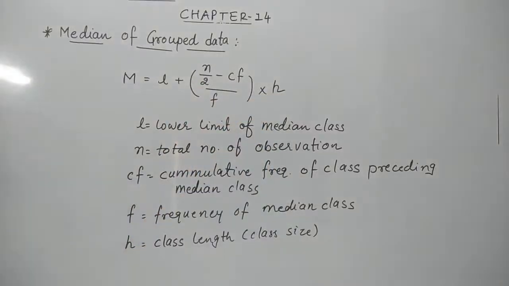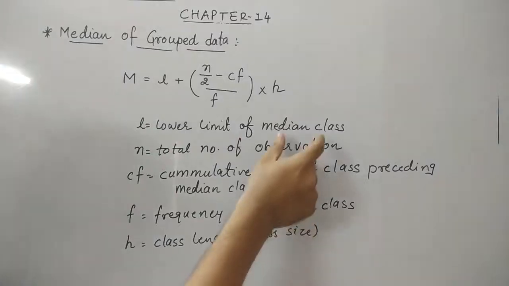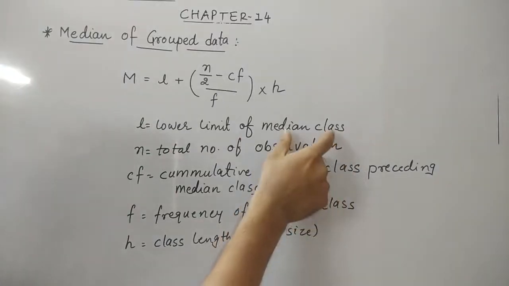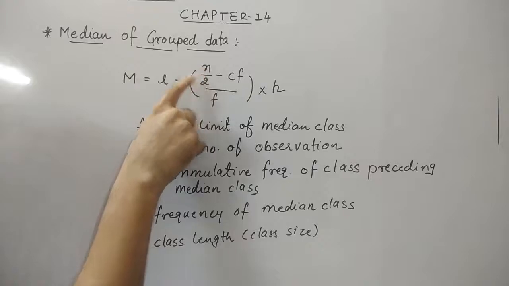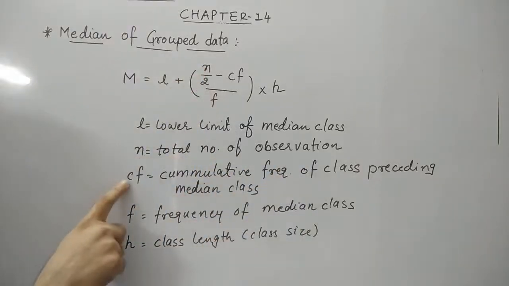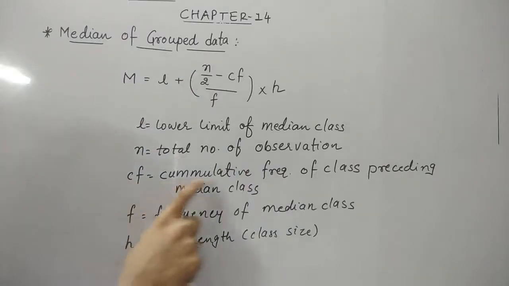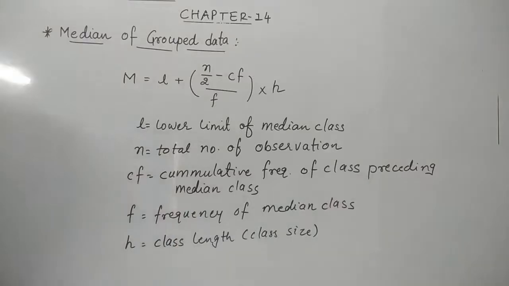Let's get the meaning of all the terms. M is the median, L is the lower limit, or we can say the lower boundary of the median class. We'll see in the next question how we find the median class. N upon 2, where N is the total number of observations. CF, this is new for you, that is the cumulative frequency of the class preceding the median class.